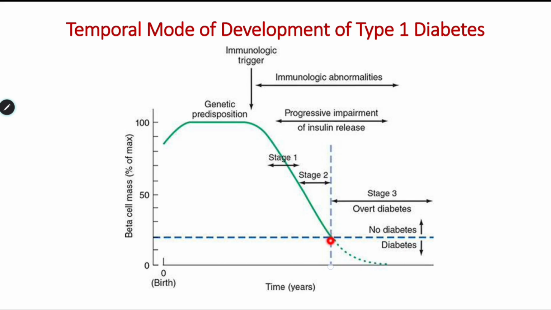This phase can last for about 1 or 2 years after diagnosis. This is called the honeymoon phase in type 1 diabetes. It can be seen in some patients, but it is temporary because the 20% cells also will eventually be destroyed by the immune system, and the person will have to be on insulin for his or her entire life.